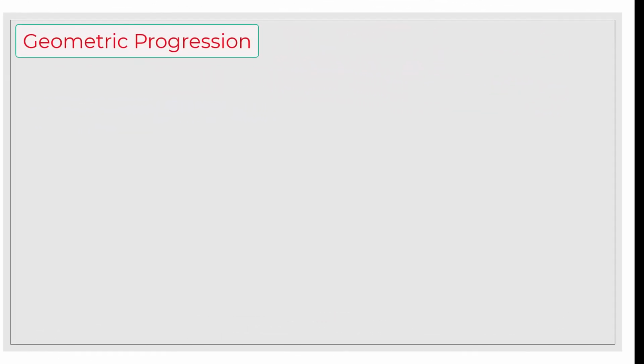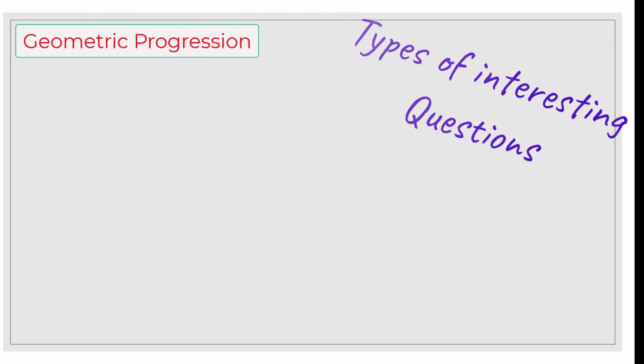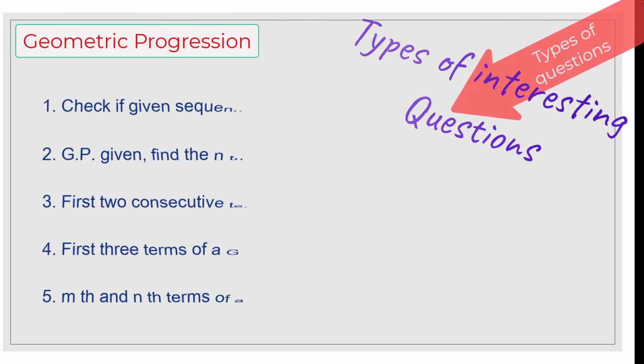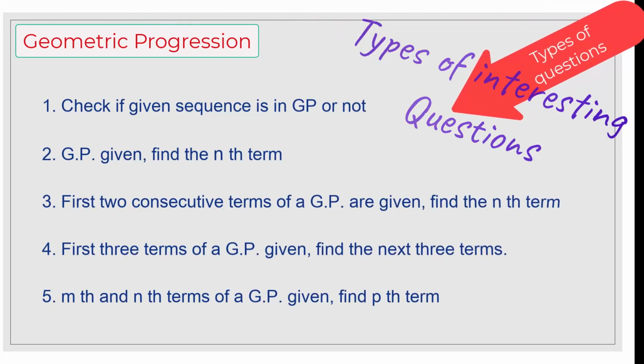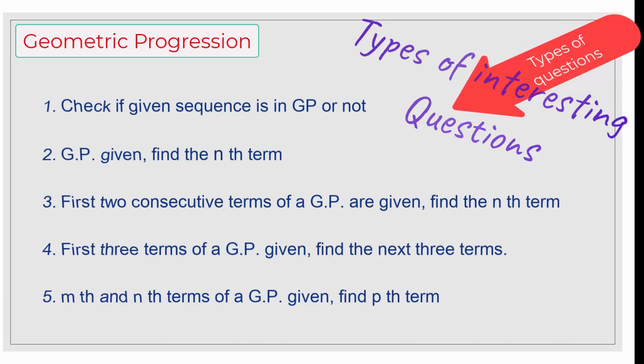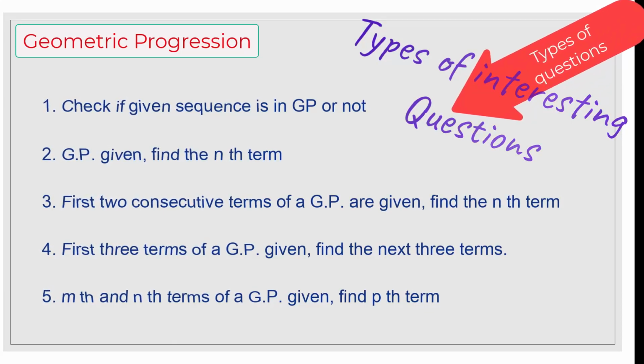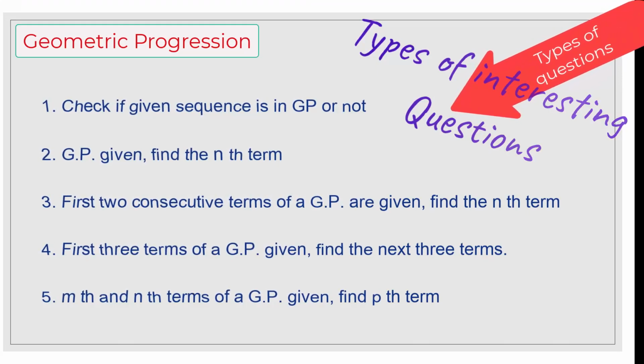Here are some types of questions we may expect in an exam. First one is, a sequence will be given. We need to check if it is a GP or not. A sequence will be given, and we will have to check whether it is a GP or not.